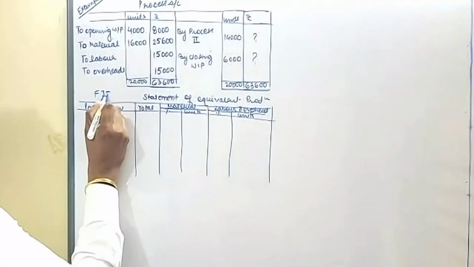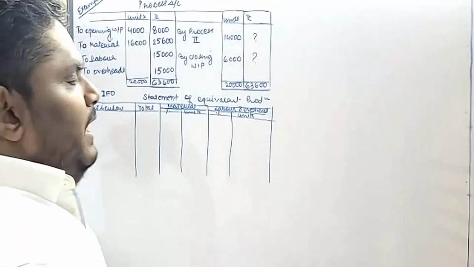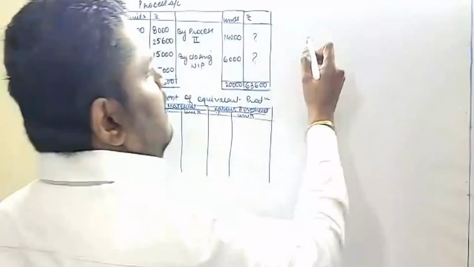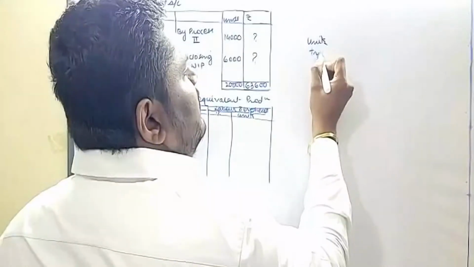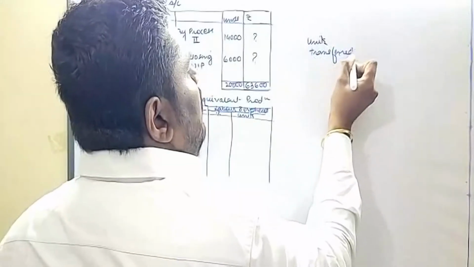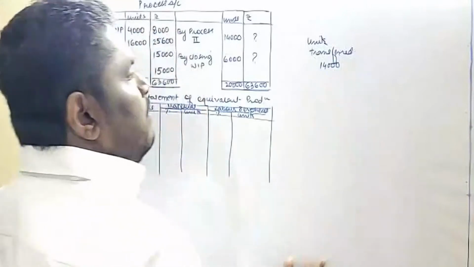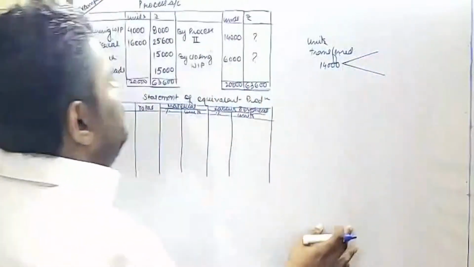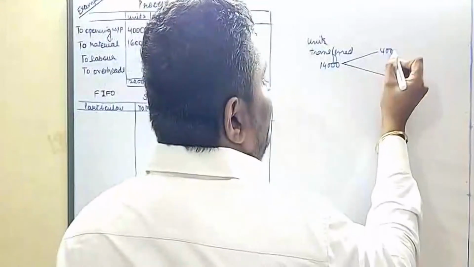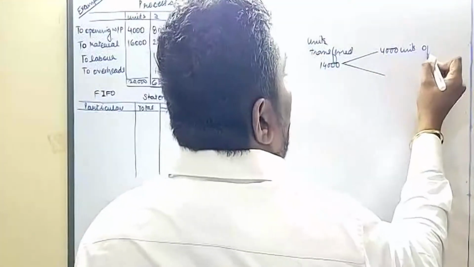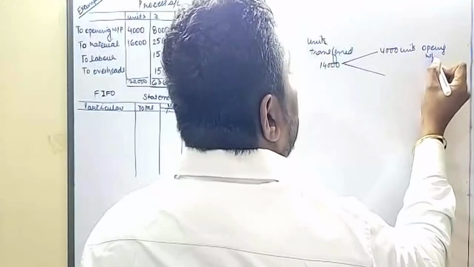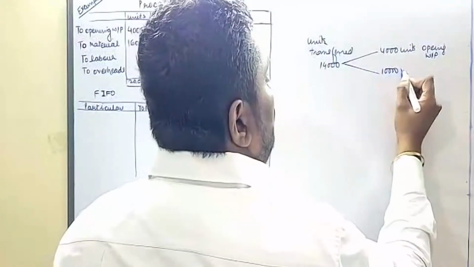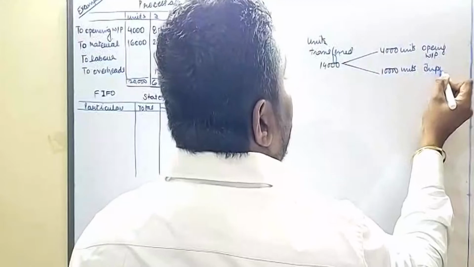Now, we'll be using FIFO method to solve the question first, and thereafter, we will start with weighted average method. So now guys, the total number of units transferred are 14,000. Since we are using FIFO method, these 14,000 units will be first transferred from 4,000 units from opening work in progress, and the balance 10,000 units will be transferred from input made during the year.